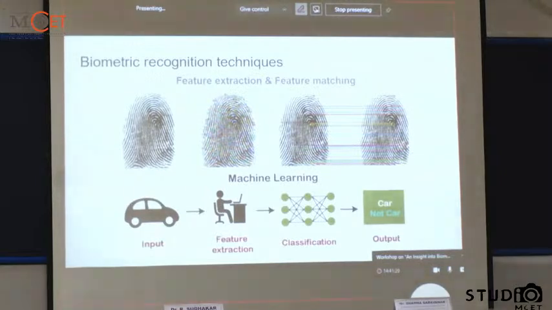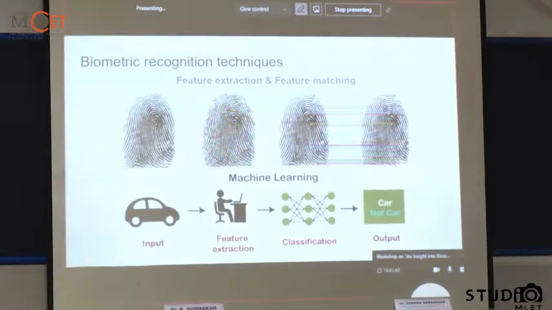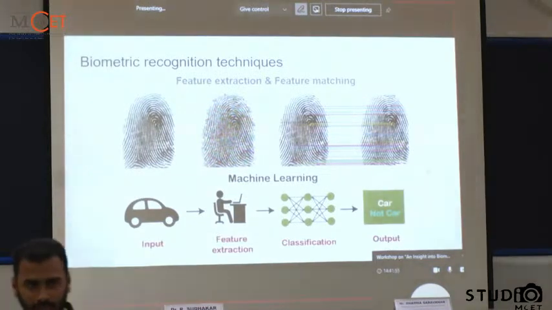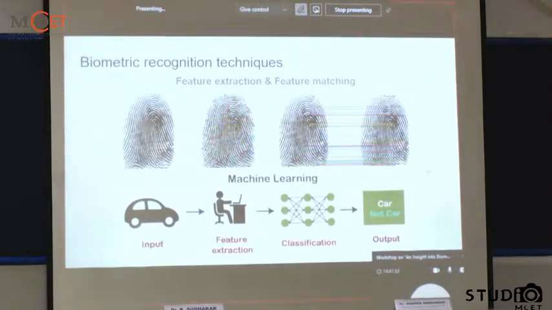So what we do is we take the vector points from the known fingerprints, and we take the vector points from the test fingerprint, and then we calculate the Euclidean distance between the two points, right? If the Euclidean distance is zero, then they are close to each other. If it is not zero, or somewhere close to one, then these two fingerprints are completely unmatched. You understand? So this is a very simple feature extraction and feature matching.